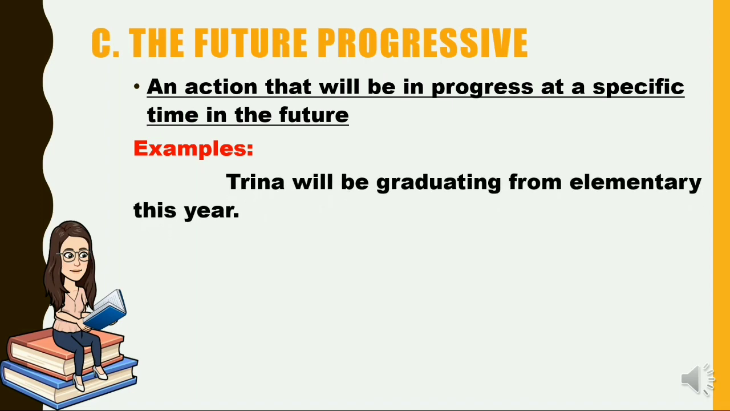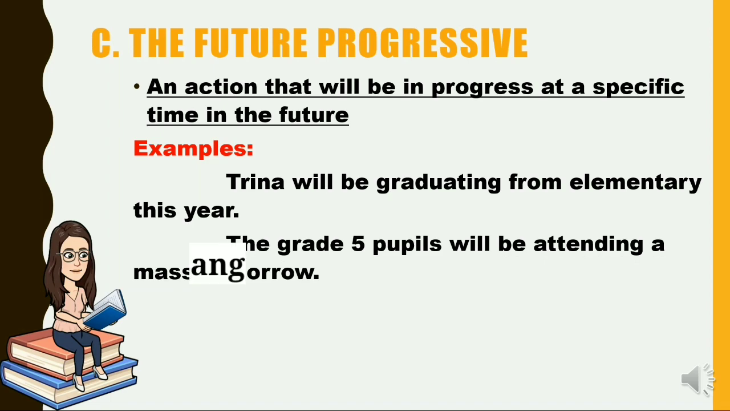Examples: Trina will be graduating from elementary this year. What is the verb in the sentence? Will be graduating. The time expression that is used in the sentence is this year. The grade 5 pupils will be attending a mass tomorrow. What is the verb in the sentence? Will be attending. The time expression is tomorrow.